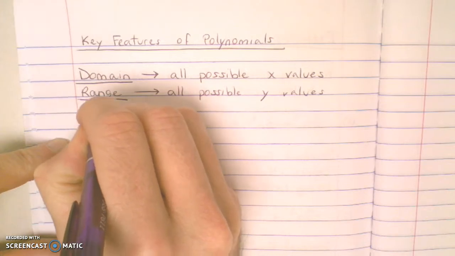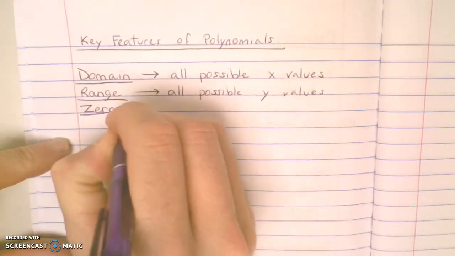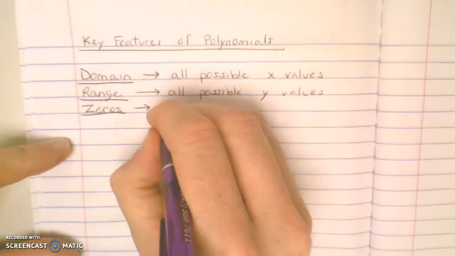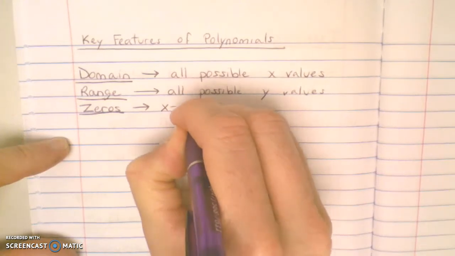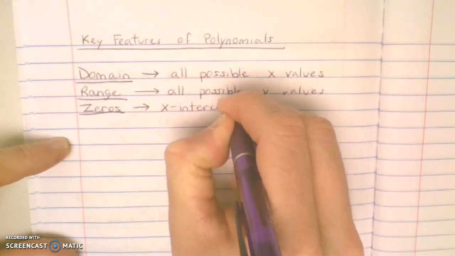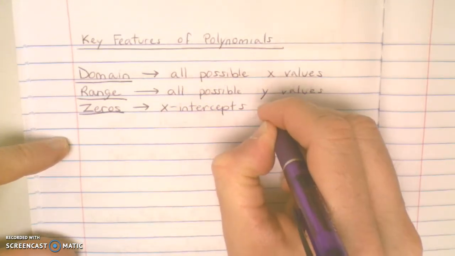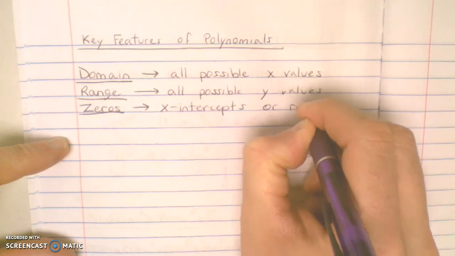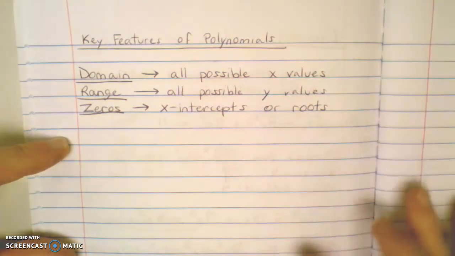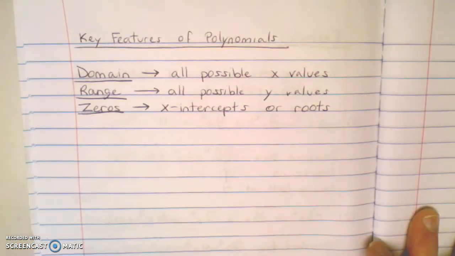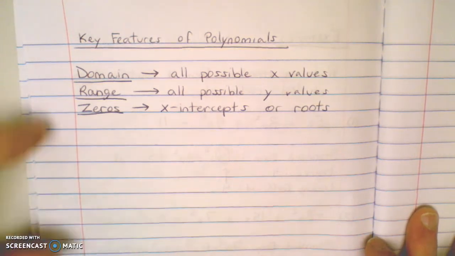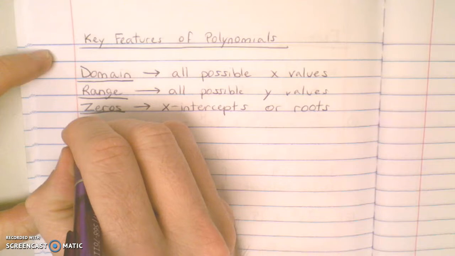What's called zeros. These are the x-intercepts of a graph, so where the graph is crossing on the x-axis. Sometimes it's called roots. And then something new that we're going to talk about for polynomials is what's called increasing and decreasing intervals.